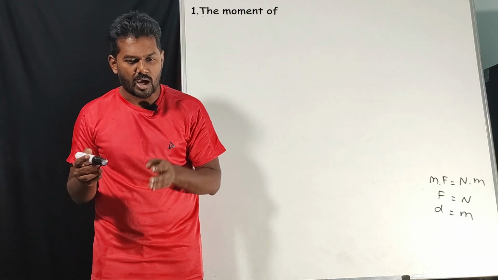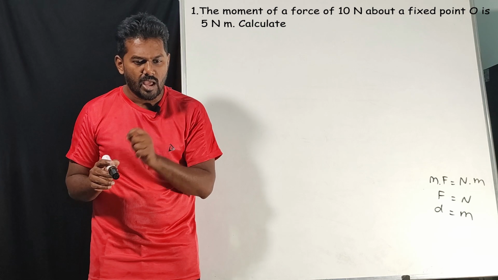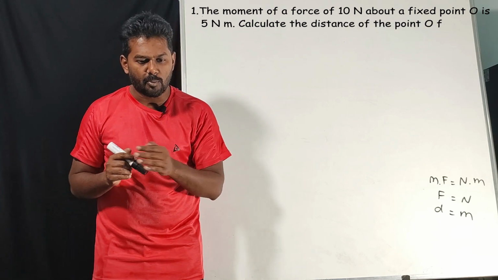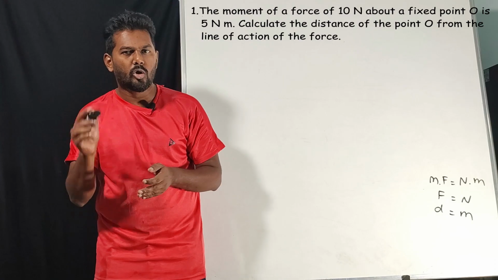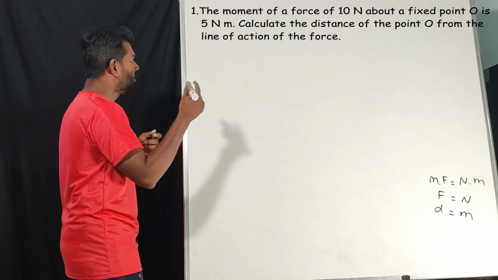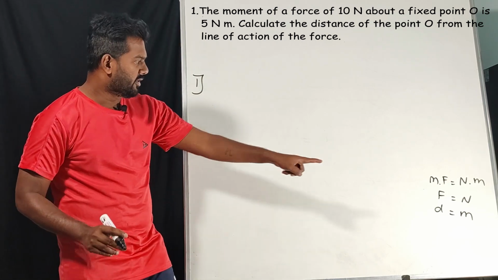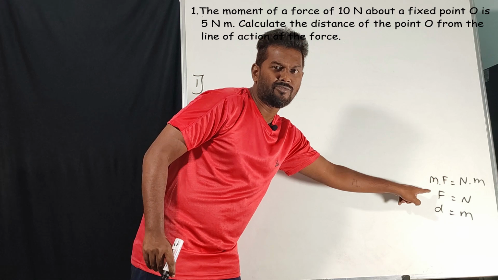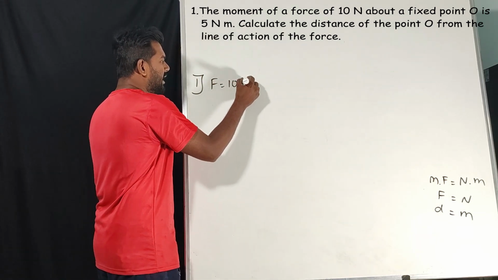The moment of force of 10 Newton about a fixed point O is 5 Newton meter. Calculate the distance of the point O from the line of action of the force. Don't worry about this line of action and all. First we will write what are the given things. So 10 Newton is given. We already know Newton is the unit of force. That means force value is given. Force is equal to 10 Newton.